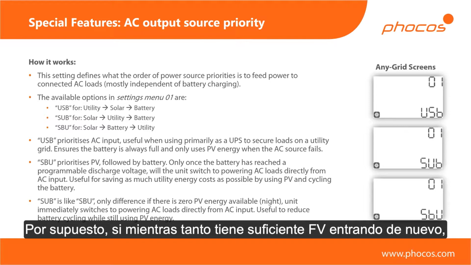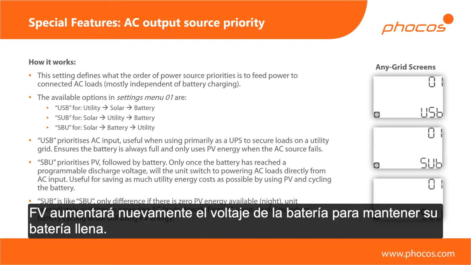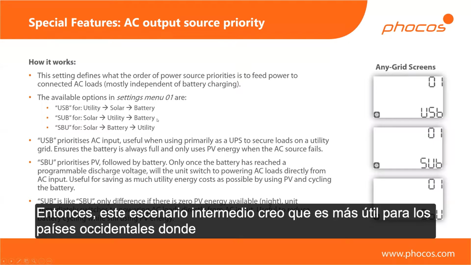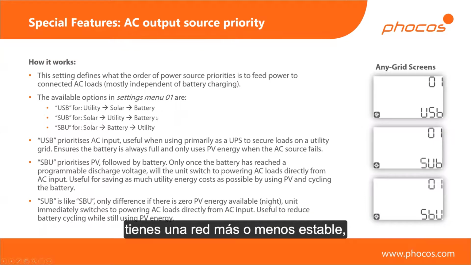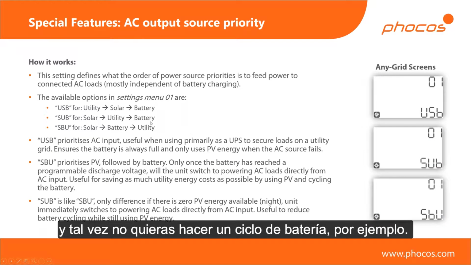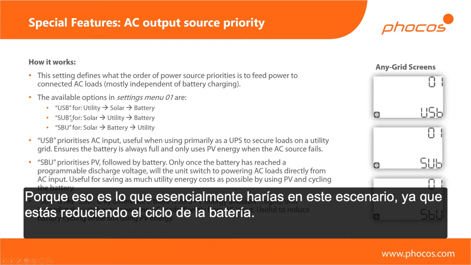Of course, if in the meantime you have enough PV coming in again, PV will then increase the battery voltage again to keep your battery topped up. So this middle scenario, I think, is most useful for Western countries where you have a more or less stable grid, but your priority is you just want to save power on your utility bill, and maybe you don't want to cycle your battery, for example, because that's what you would essentially be doing in this scenario, you're reducing the cycling on your battery.